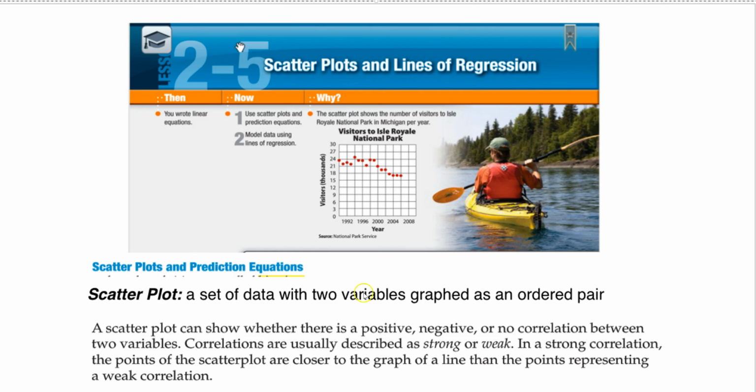It's a set of data whose two variables graph as an ordered pair. So all that means is you're going to get data on something, like they have here actually, right? Visitors to Isle Royale National Park. You can see, okay, in 1992 there were about 22,000 visitors. In 2000 there were about 21,000 visitors, and so on. It's just a way to place your data, and you can do it with anything.